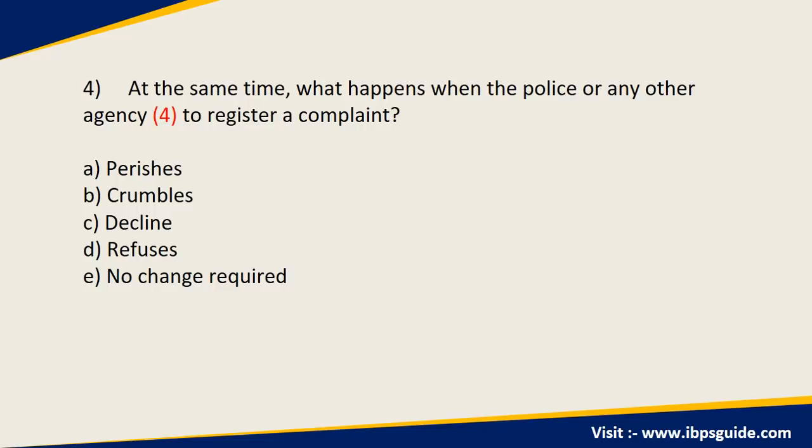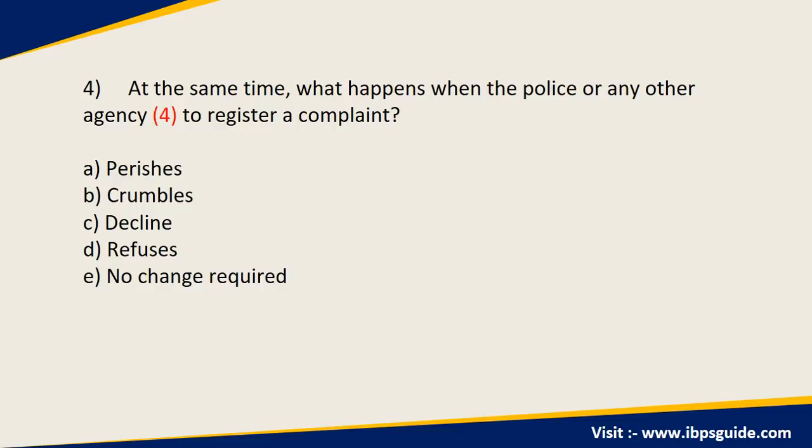So let's take a look at the options. We are looking for a singular verb. Option A, perishes. B, crumbles. C, decline. D, refuses. So perishes, crumbles, refuses, they are all in the singular form. So you can eliminate option C, decline. Option A, perishes. This does not make sense because to perish means to die. And how can the police force die or the agency die, right? So we can eliminate option A, it does not make sense contextually.